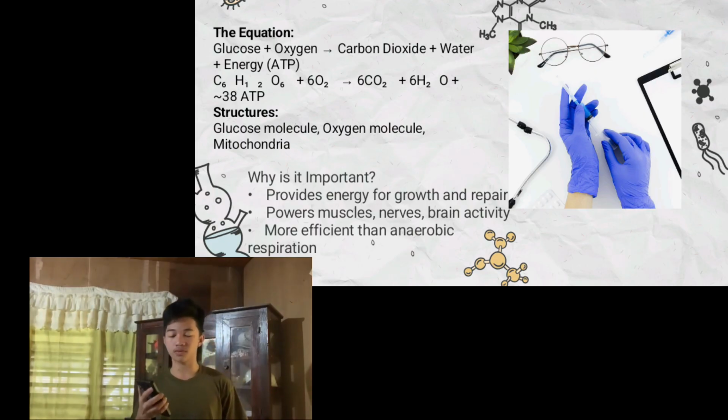Glucose from food reacts with the oxygen. The waste products are carbon dioxide and water, and the useful product is ATP, which is our energy currency. So when glucose and oxygen react, they produce carbon dioxide, which is the 6CO2, and water as by-products. At the same time, energy is released in the form of ATP. This energy is stored in the form of ATP, which cells can use to perform various functions.